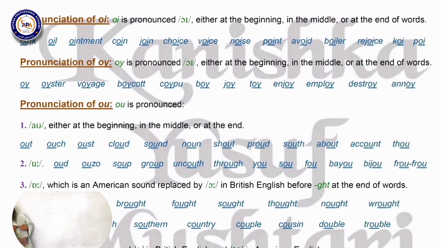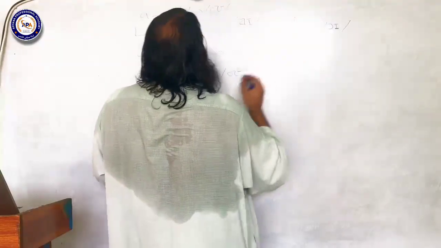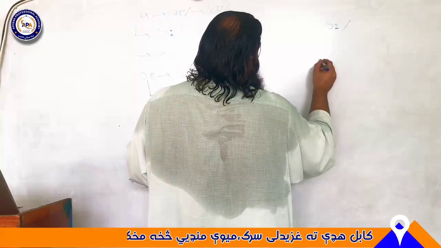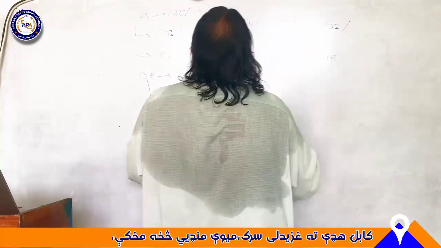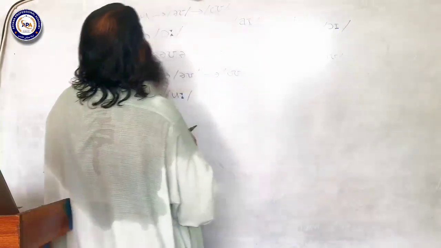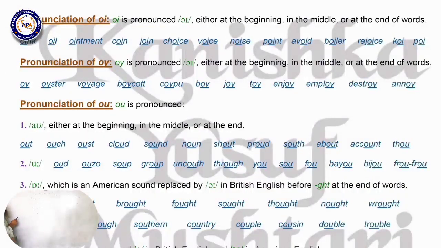Next digraph we've got is OU. OU is pronounced, the first sound is AO. Diphthong, AO. And OU can give this sound either at the beginning, in the middle, or at the end of words. At the beginning, like out, ouch, oust. In the middle, like cloud, sound, noun, shout, proud, south, about, account. And at the end, like thou.